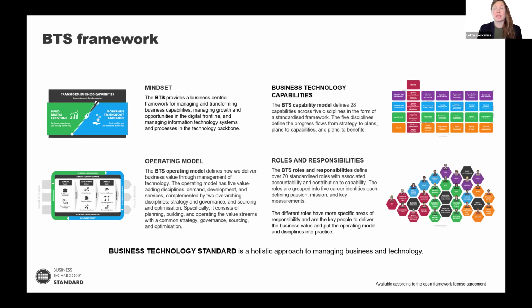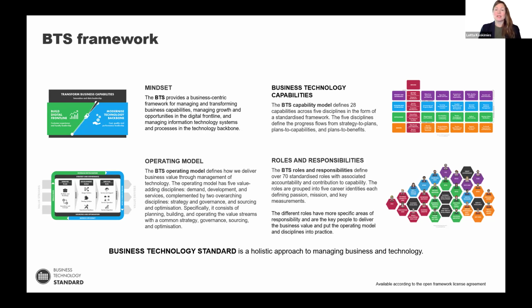Then in the upper right-hand corner, we have the capability model. So the capabilities relate to different disciplines. So there are 5 disciplines color-coded, as you can see in the picture, and altogether 28 capabilities. And when navigating to the managebt.org website, all these capabilities are explained in detail, and they are available for anyone to learn and utilize to improve business technology operations.